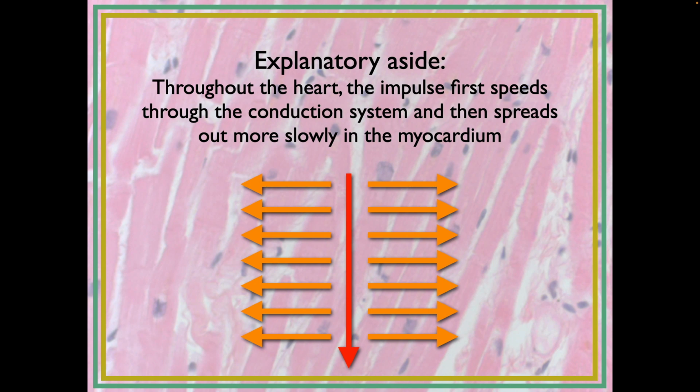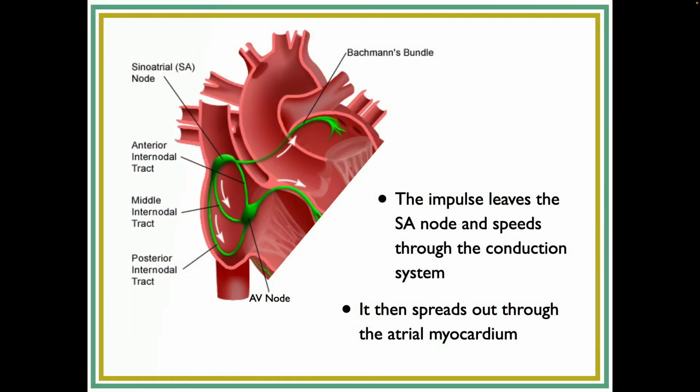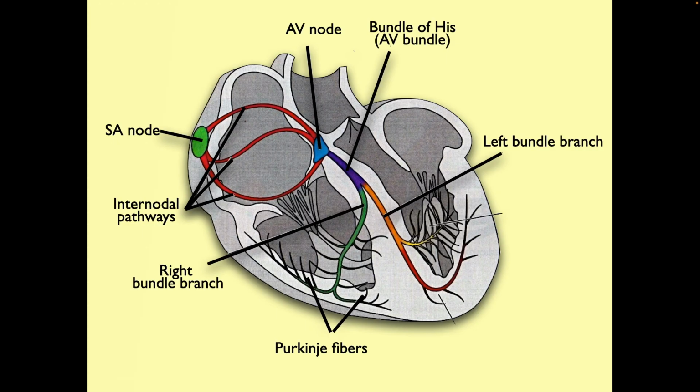Okay. Does that make sense to people? So, the impulse leaves the SA node and speeds through the conduction system, where there are specialized tracks. Those are the green parts. It then spreads out through the atrial myocardium. Again, here's Bachmann's bundle that goes over to the left atrium. Here's a simplified version of the conduction system. We have the internodal pathways that go down to the AV node.